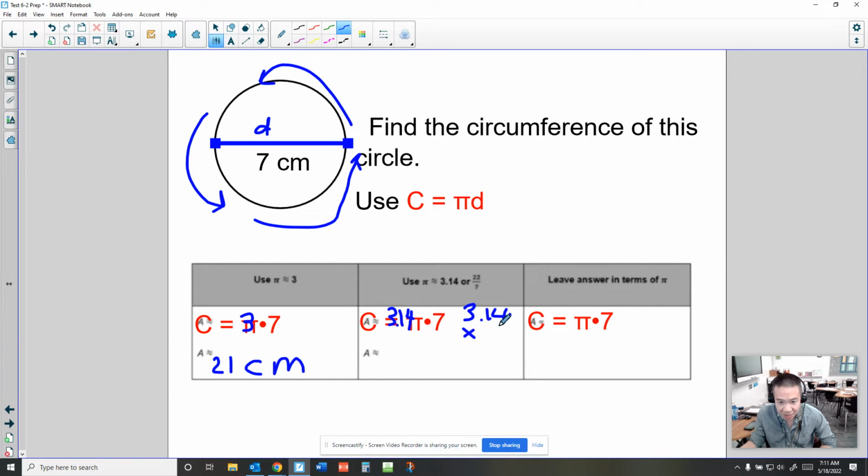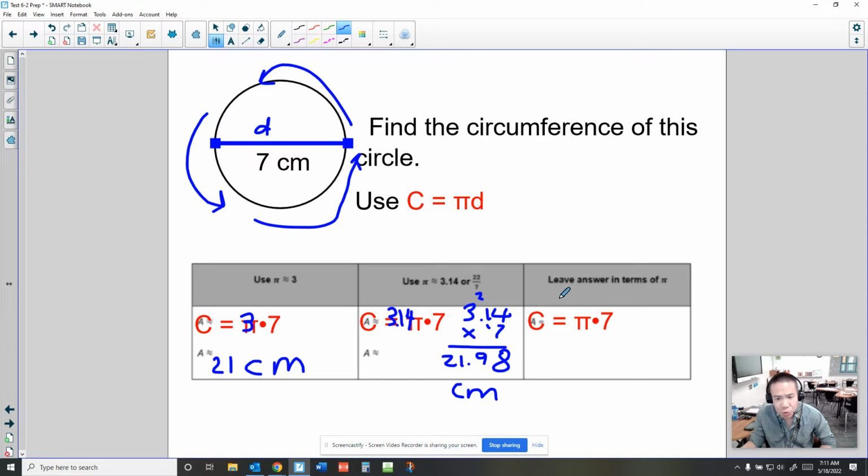3.14 times 7. 7 times 4 is 28, carry the 2. 7 times 1 is 7 plus 2 is 9. 7 times 3 is 21. There are two numbers behind the decimal. So a more exact answer is there are 21.98 centimeters that wraps around this circle.